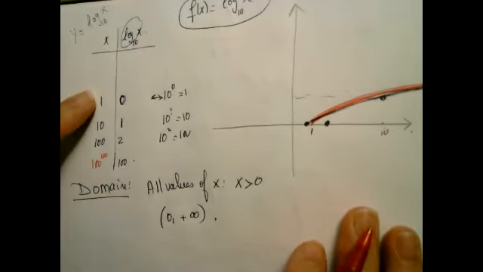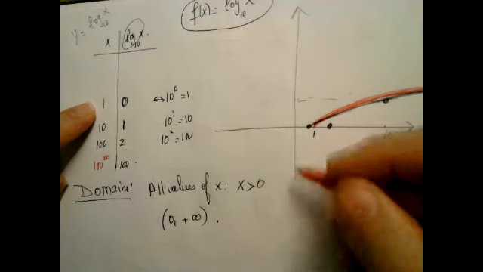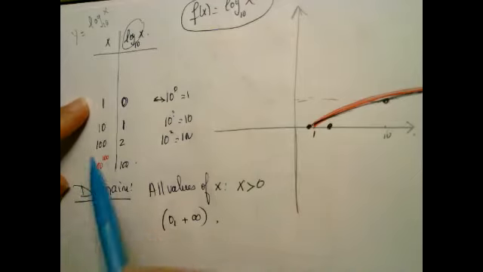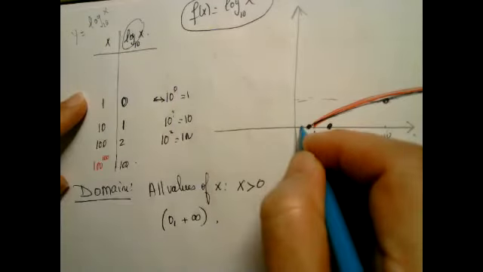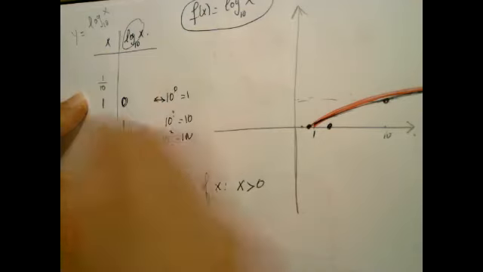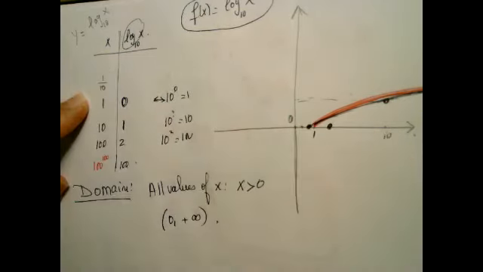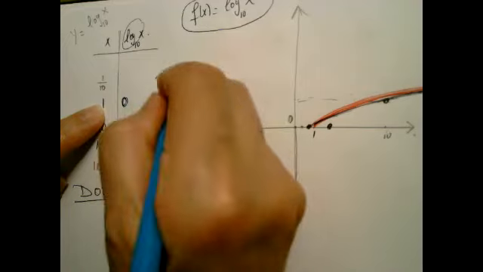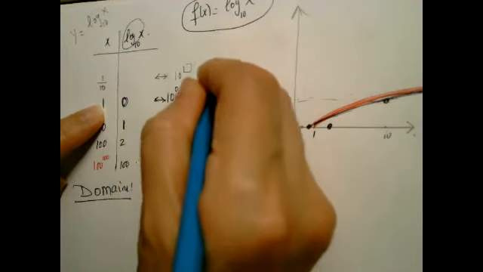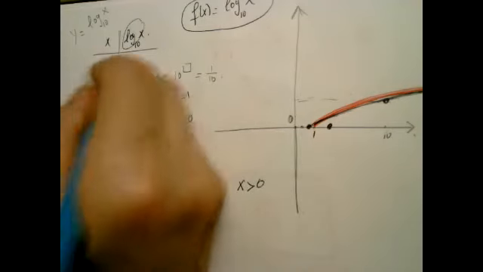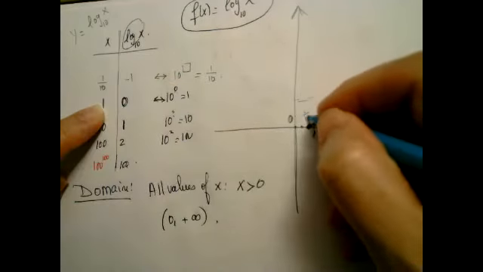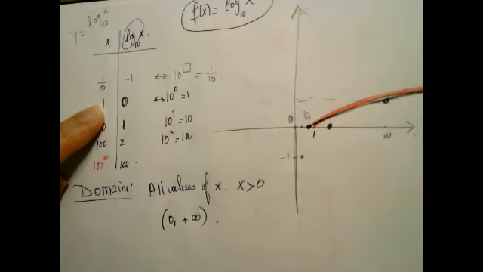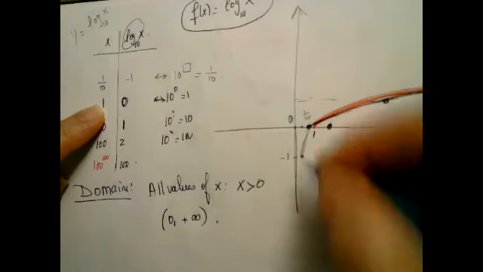Now, what happens when x takes values less than 1? We have to understand the output of the function. I'm going to take a specific value to make it simple. Suppose my input is 1 over 10, which is very close to 0. What's the output? It means what power gives me 1 over 10? Very good, it's minus 1. So at 1 over 10, my output is minus 1.